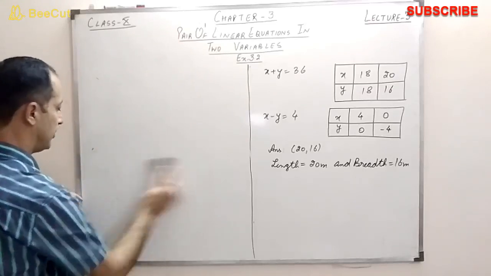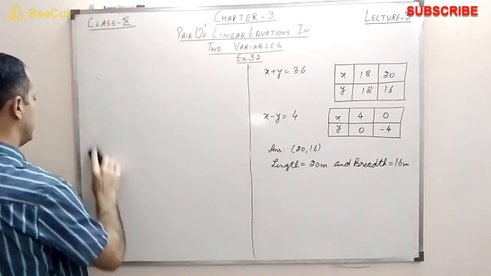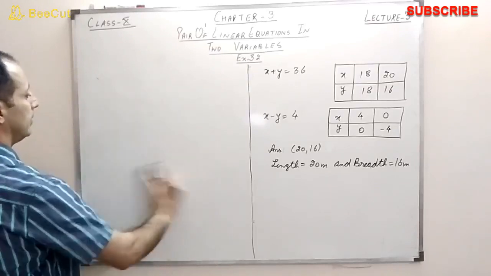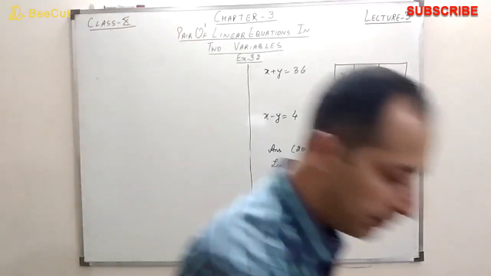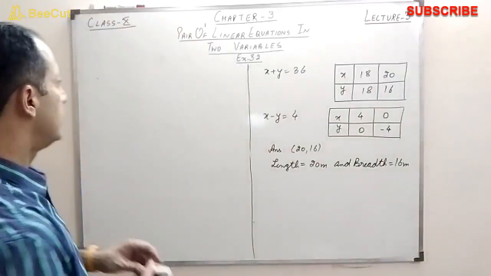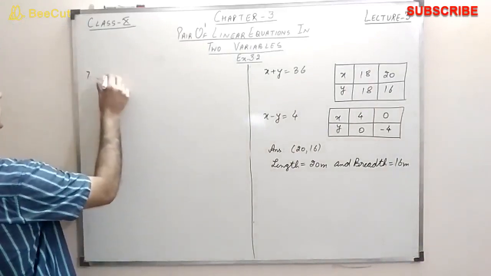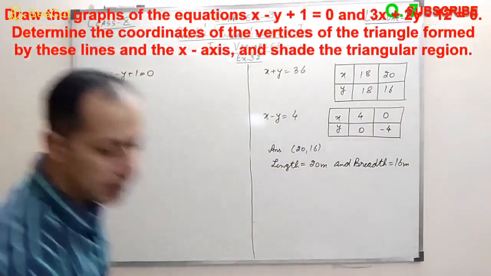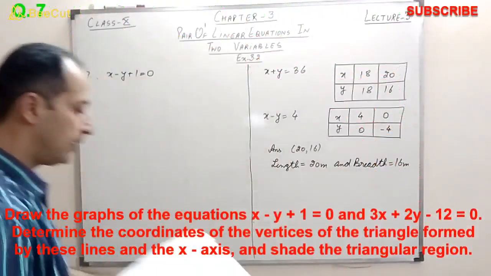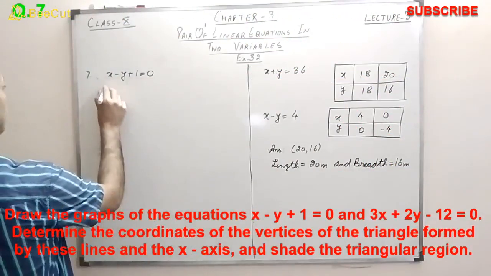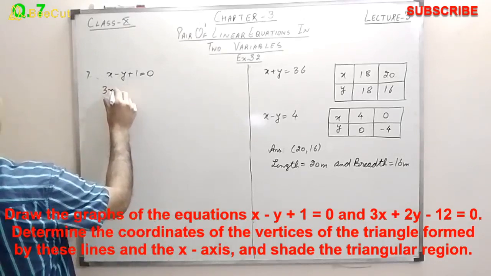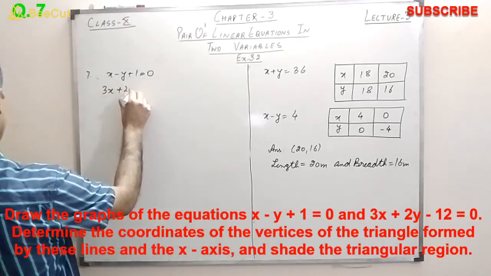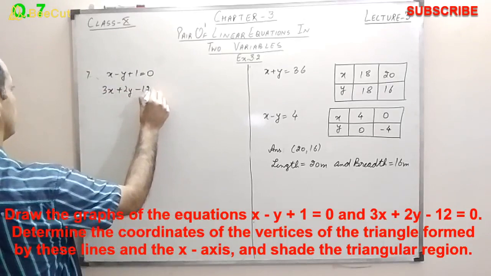Let's do the last question first. It's a graph question, the 7th question. And then we can come back to the 6th question, in which we don't have to draw the graph. In the 7th question, they have given two equations. The first equation is x minus y plus 1 equals 0, and the second one is 3x plus 2y minus 12 equals 0.